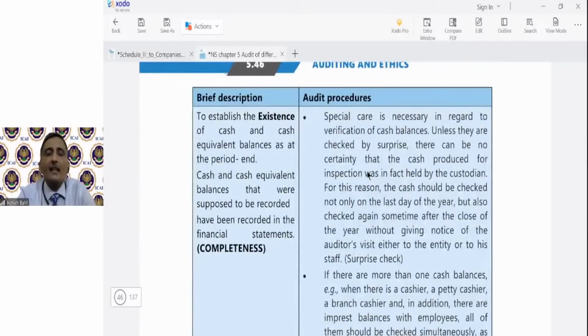सो ऑब्वियसली कैश और कैश इक्विवेलेंट्स के लिए स्टूडेंट्स आपको कौन कौन सी असर्शन वेरीफाई करनी है? सबसे पहले ये स्टूडेंट्स, कैश एंड कैश इक्विवेलेंट्स क्या है? It is an account balance, like trade receivables, like inventories. It is an asset. So what are the assertions pertaining to cash and cash equivalents?